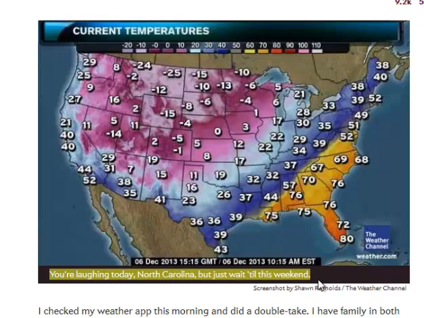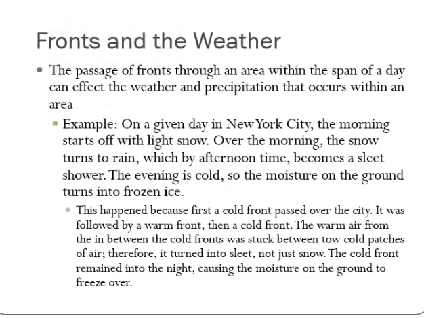You're laughing today, North Carolina, but just wait until the weekend. And the reason for that is this is North Carolina, which is nice and warm at this point, but you can probably figure what's going to happen as this air mass comes down. This area, although you don't see the signs over here, is obviously a cold front that's expanding this cold weather in a southeastern direction.